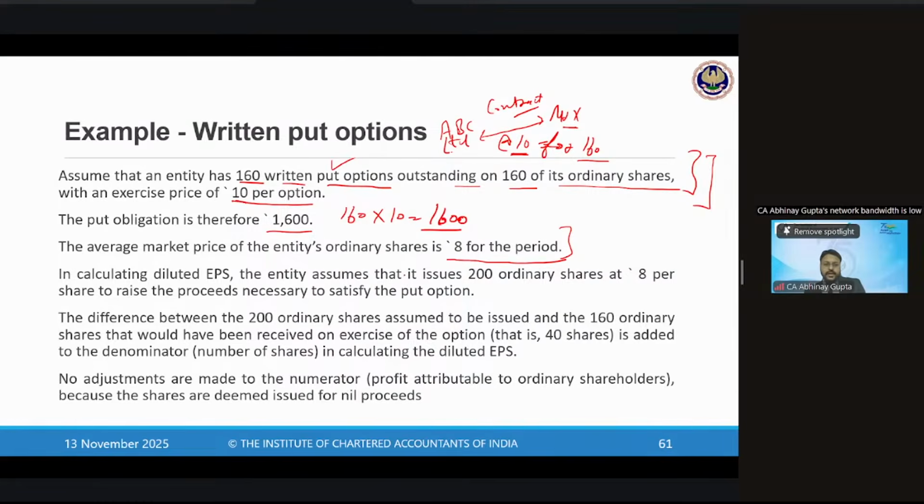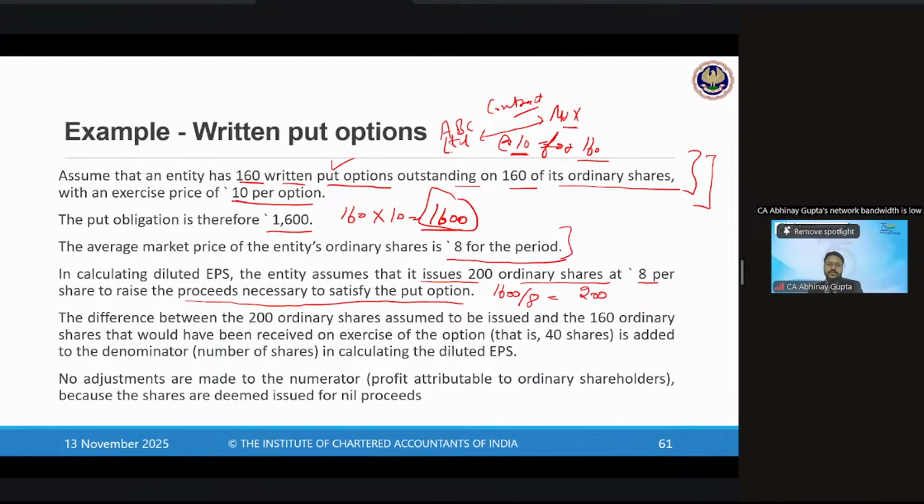In calculating the diluted earning per share, the entity assumes that it issues 200 ordinary shares at rupees 8 per share to raise the proceeds necessary to satisfy the put option. So in order to arrange 1600 rupees, how many shares company will need to issue if the company wants to have 1600 rupees, right? So 1600 divided by 8. How many shares?